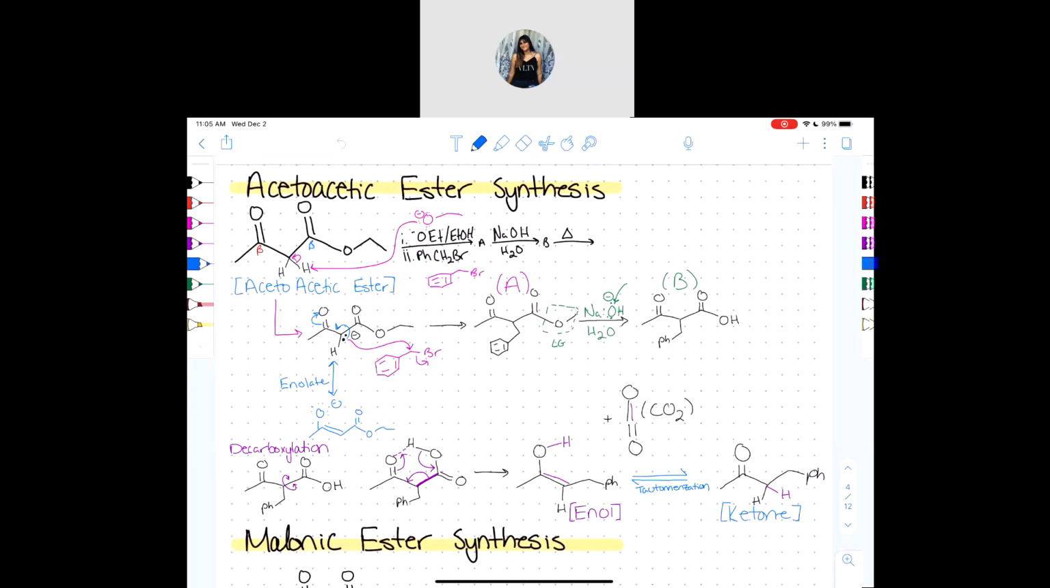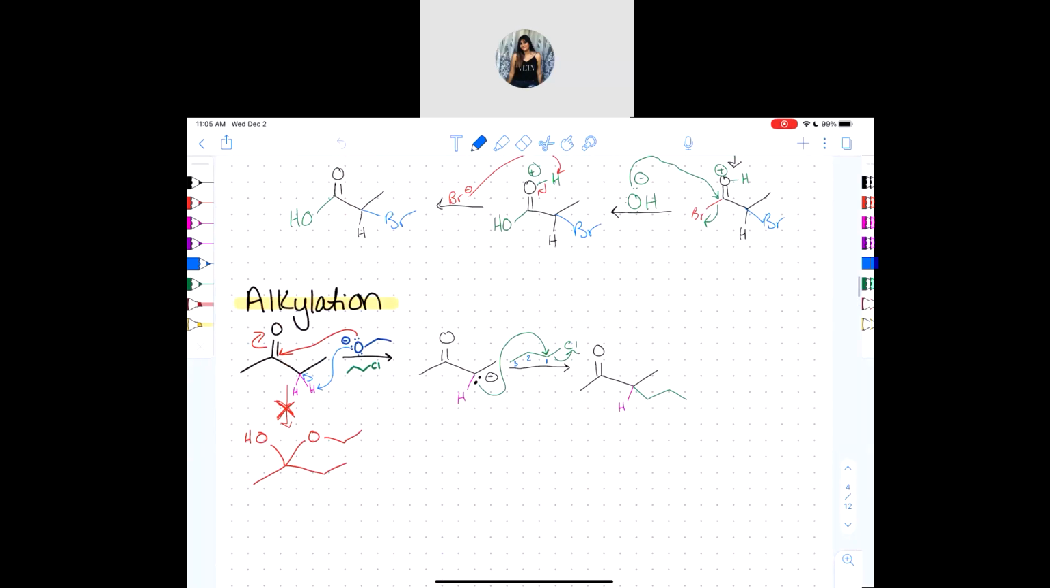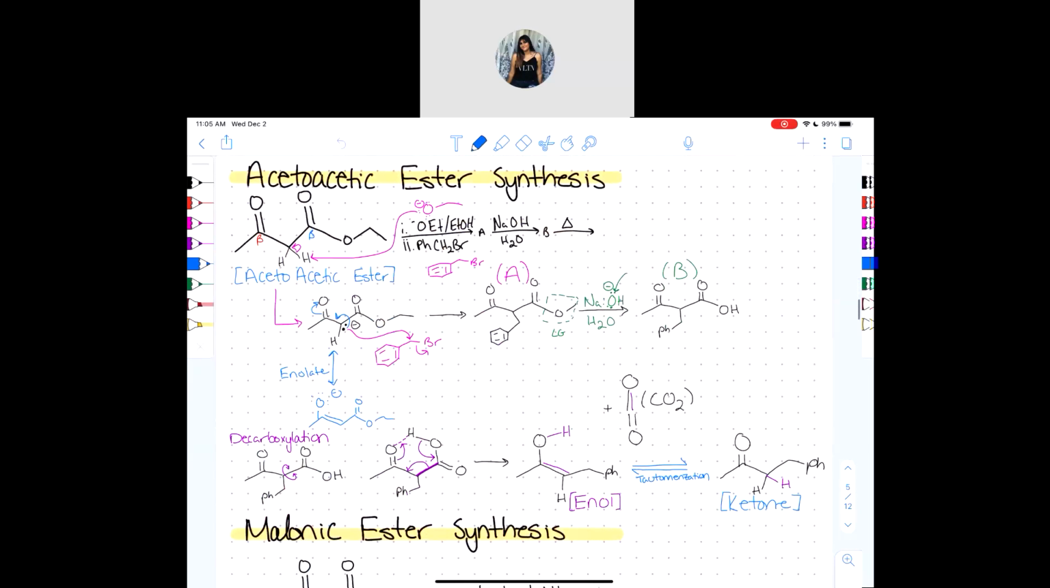So first thing is first, let's review really briefly what we did last time. Last time we did alkylation. That one was pretty straightforward. And then we did the acetoacetic ester synthesis. And now we're going to do the malonic ester synthesis. And that's pretty much exactly the same. There's only a few tiny differences. So let's review that real quick.